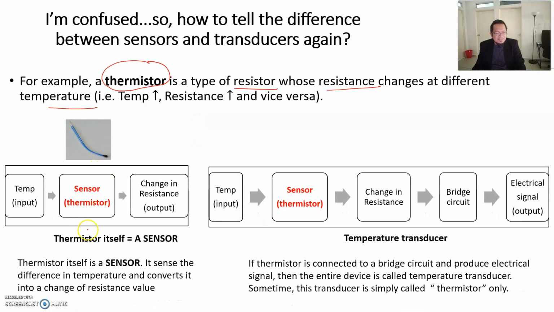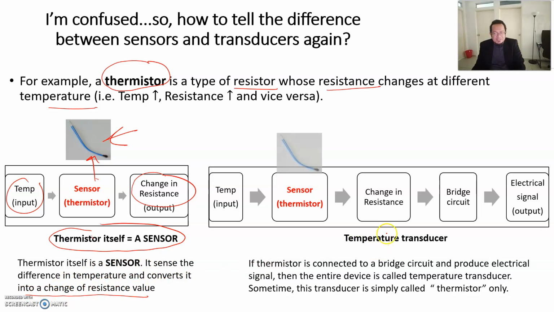So let's take a look at how this is different from a sensor. The thermistor itself is a sensor. This is how it looks. You have temperature as the input, and the sensor itself, the thermistor, will react by changing its resistance. That's the measurement. So the thermistor senses the difference in temperature and converts it into a change of resistance.